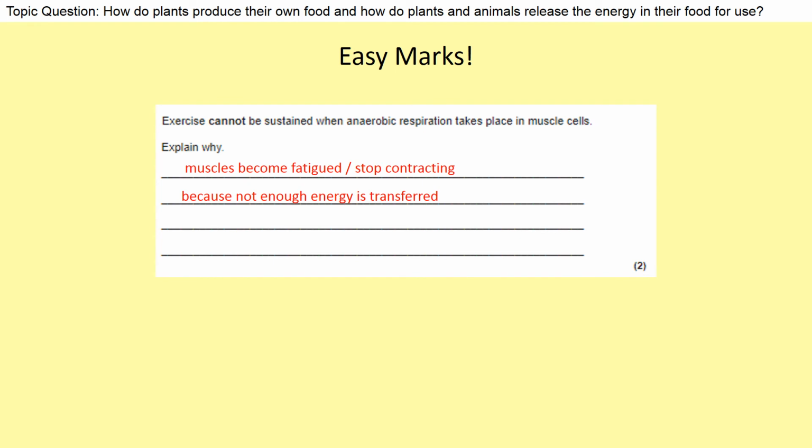Okay, so what's happening? Your muscles are becoming fatigued and they would stop contracting, and that's because not enough energy is being transferred. Remember we said that with anaerobic respiration, there was less energy that was able to be transferred.